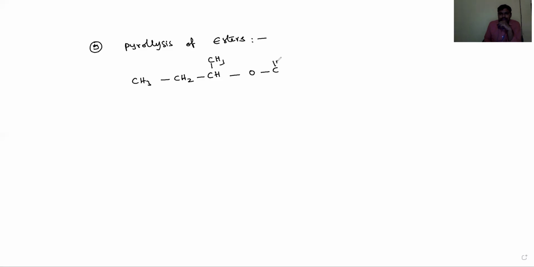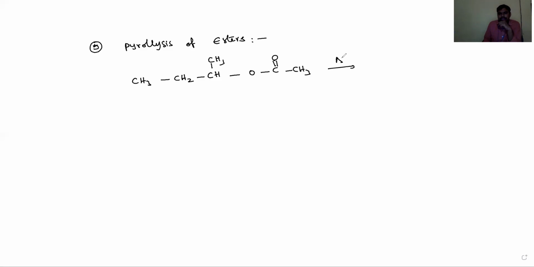Let's see one more example for Hoffman elimination, that is the pyrolysis of esters. For example, CH3, CH2, CH, CH3, O, C double bond O, CH3 is present.